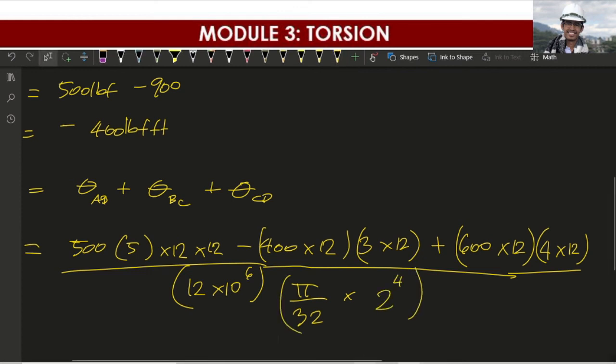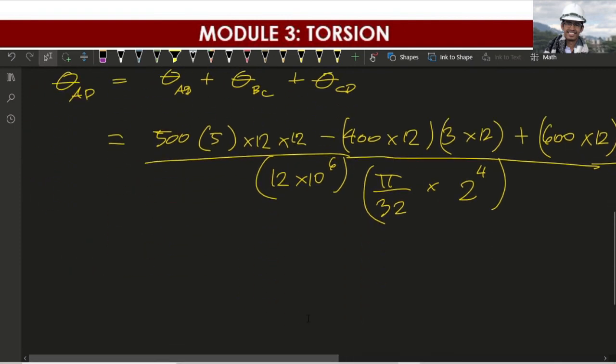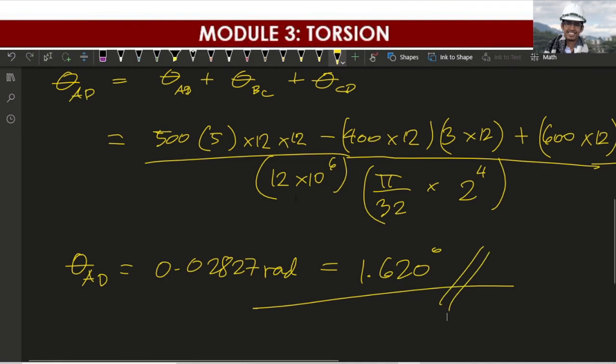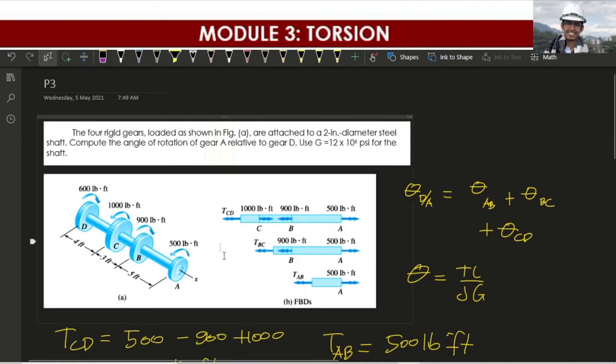Therefore we can compute na yung ating angle of rotation of A relative to D, that is equal to 0.02827, that this is in radians. Okay, so actually this is in radians, so we can convert it into degrees, that is equal to 1.620 degrees. Okay, so ito na yung ating angle of rotation at end A relative to D.